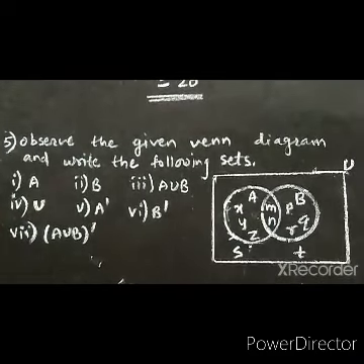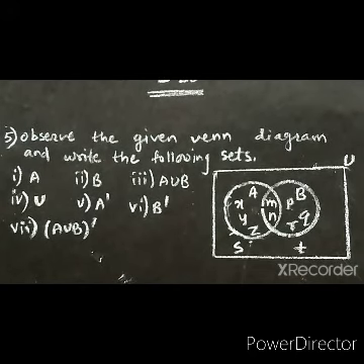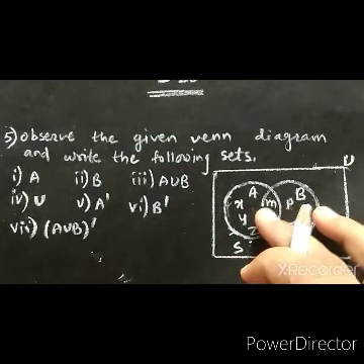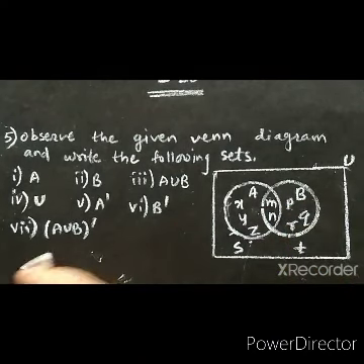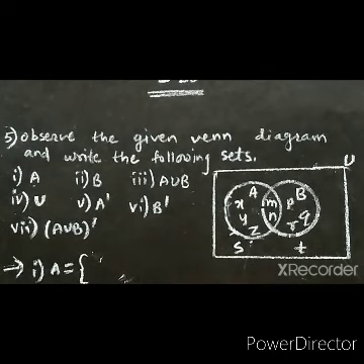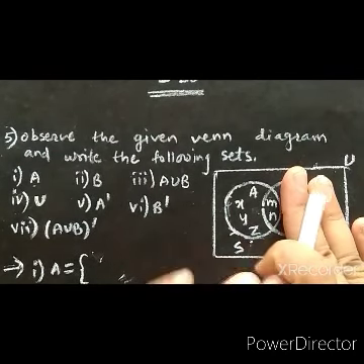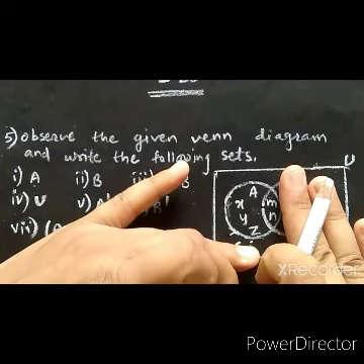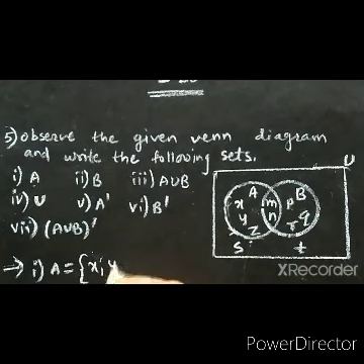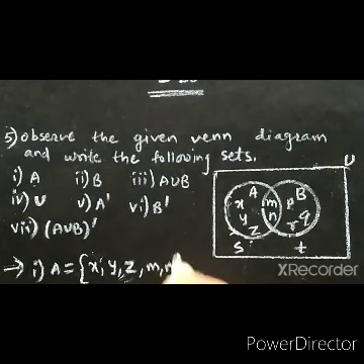Observe the given Venn diagram and write the following sets. So here we have a Venn diagram. U is the universal set and U contains set A and set B. First, we have to find set A and its elements. So this is set A, and we have the elements of set A: x, y, z, m, n. So we can write here x, y, z, m, n.